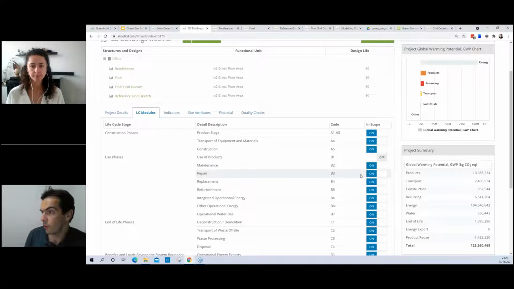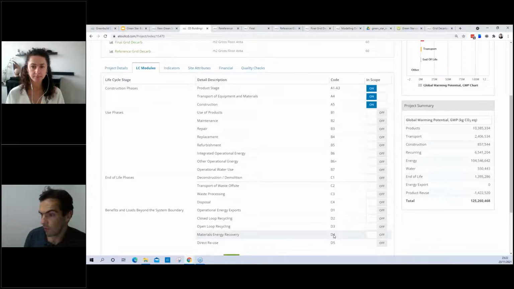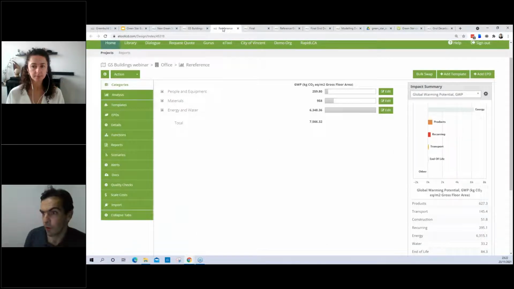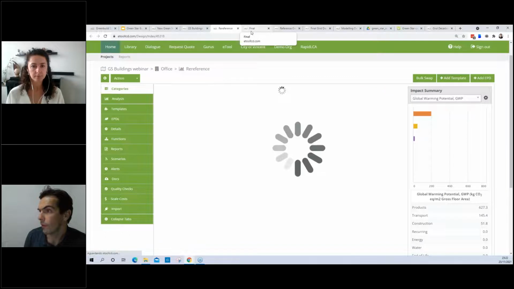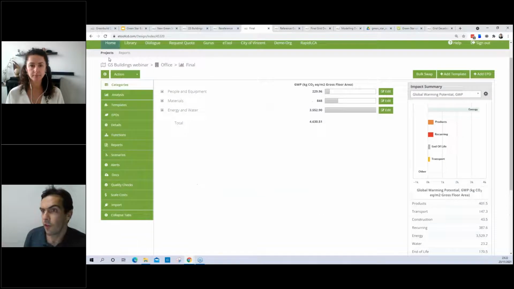First of all, we will segment the scope by turning these other lifecycle modules off and saving the design. So we can very rapidly narrow the scope and focus on this upfront emissions. And I'll refresh this one. So now we're down to 800 from that 7.5 tons. Now we're down to 0.8 ton or 800 kilograms per meter square. I'll just refresh the final design here as well.